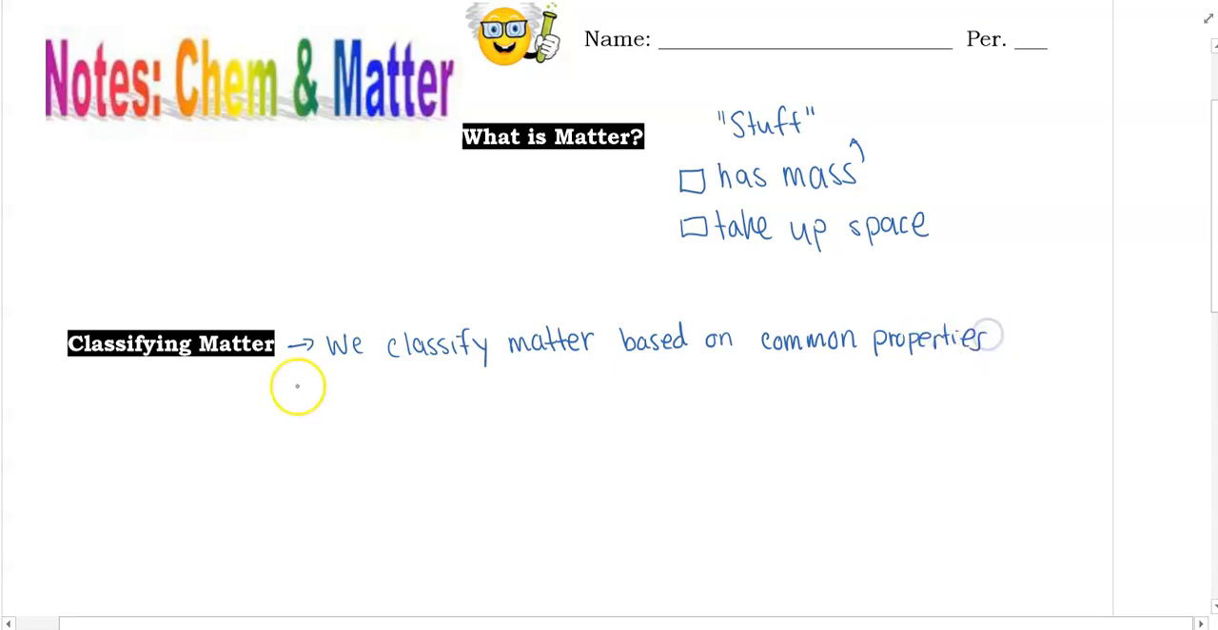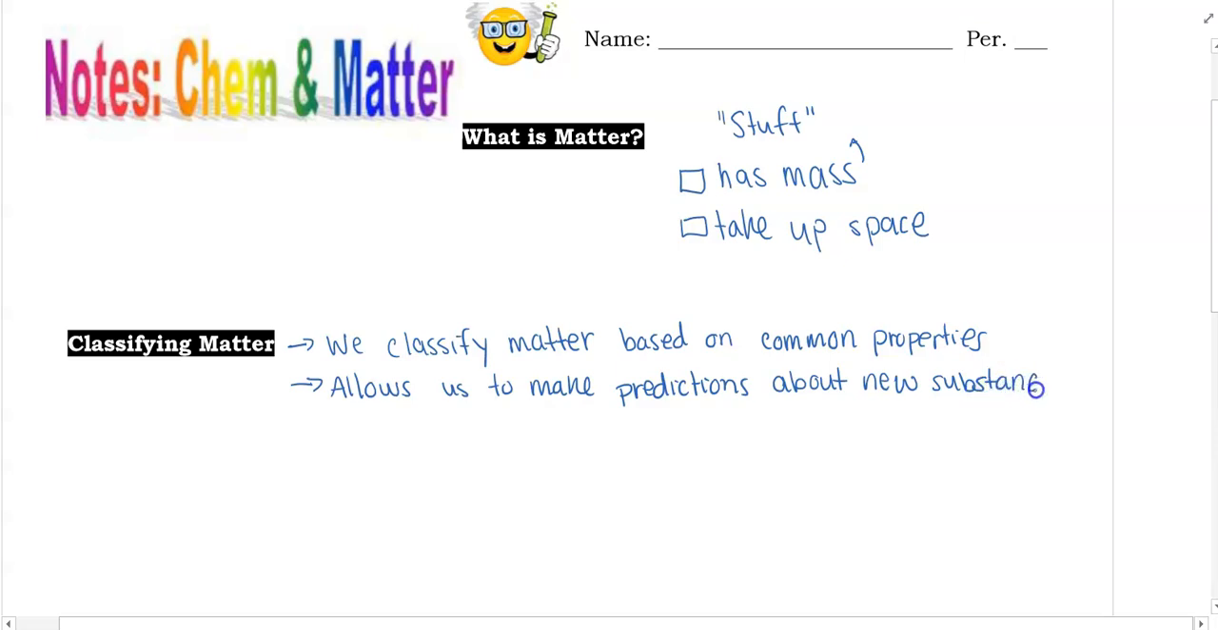The reason why this is important is because it allows us to make predictions about new substances, behavior, and property. I'm going to put properties and behaviors, based on their classification.